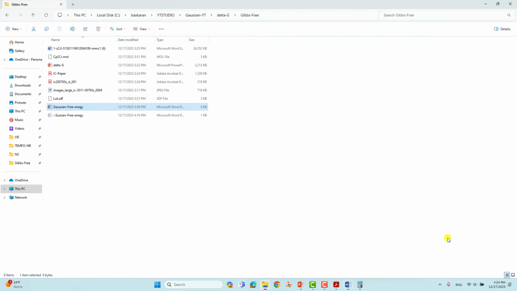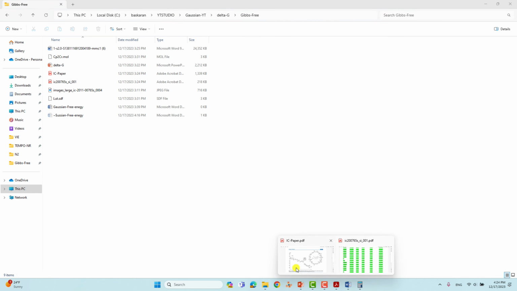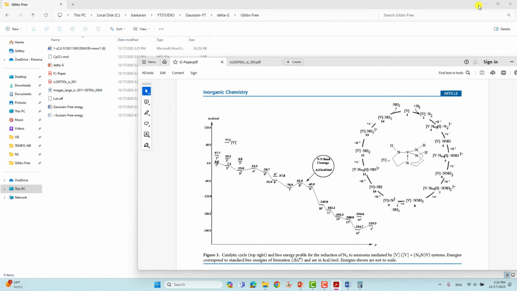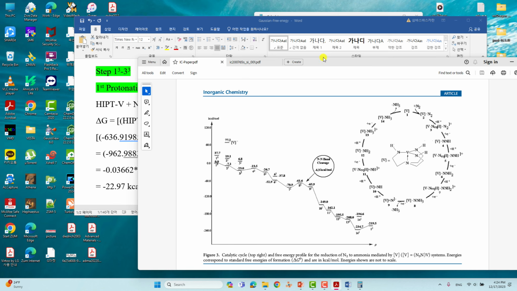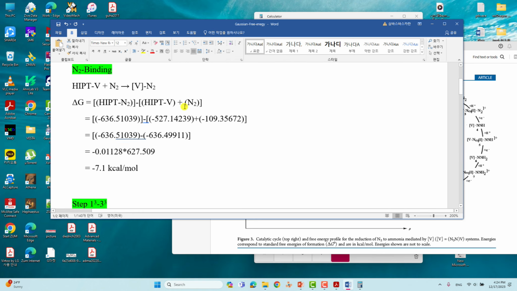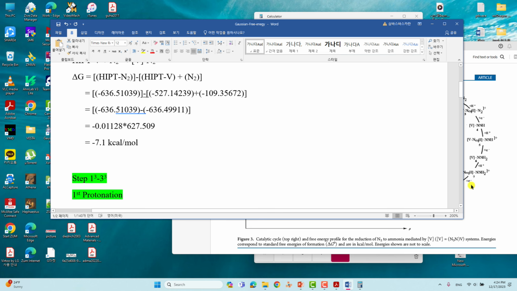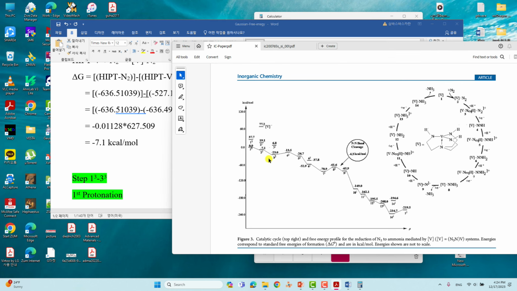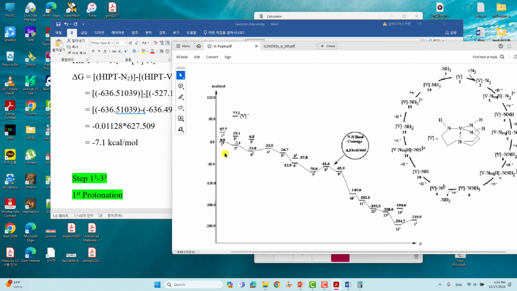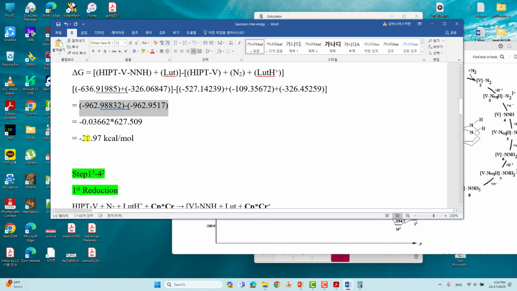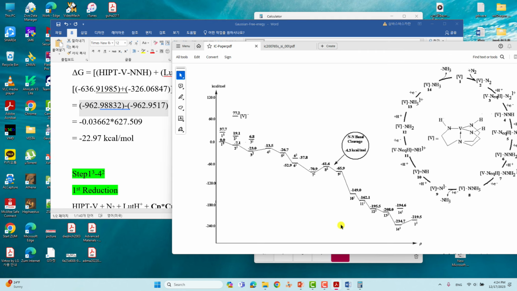In the paper we can also check with that profile, these 2 steps. The first step, what you got, 7.1. If you see here, they also got 7.1 only. You can see here minus 7.1, the first step, the N2 binding step. The second step is 23.0, and we also got 22.97. If you round this one, we get 23.0. Similarly, we have also got 23.0.